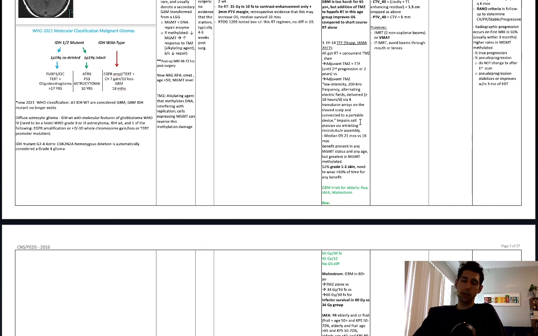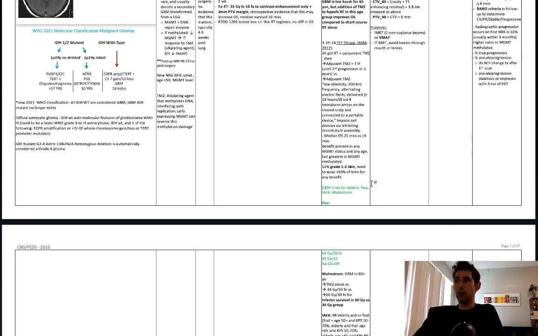The median overall survival with tumor treating fields is 21 months versus 16 months without, so there's a 5-month median overall survival benefit. The benefit of TTF is present in any MGMT status and any age, but it is greatest in MGMT methylated tumors. Over half of these patients, 52%, had a grade 1 to 2 skin reaction, and you need to wear the actual scalp electrodes for greater than 50% of the time to have any benefit.